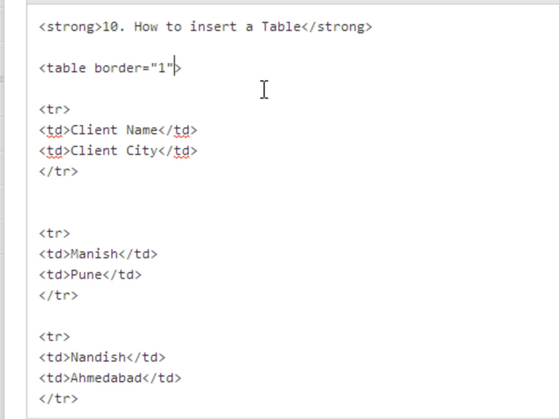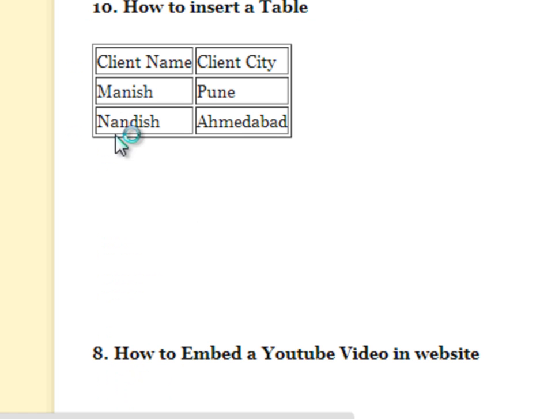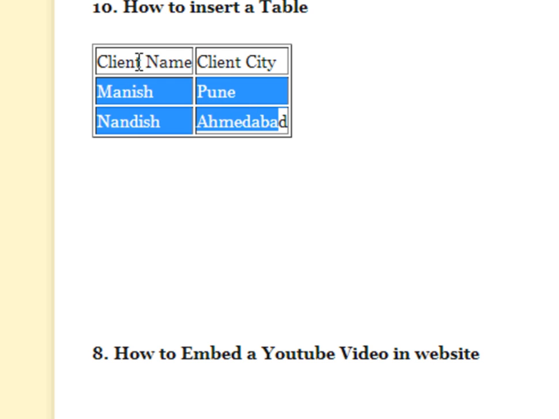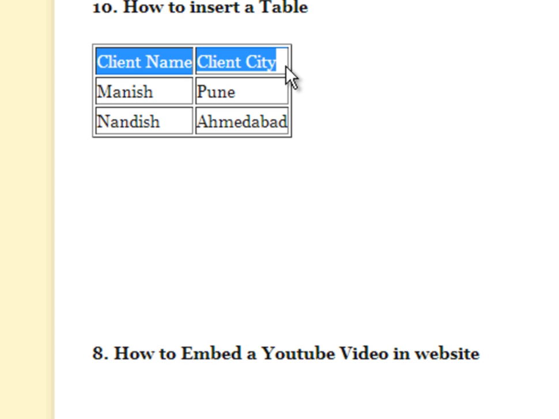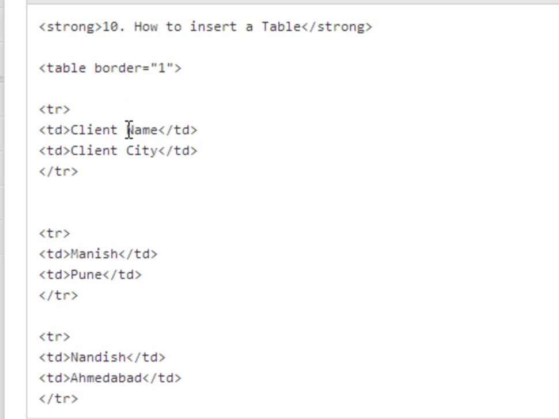Okay, so this table has 3 rows and 2 columns, but the thing is, the top row is the heading, right? This is the data. These last 2 rows are data, and the first row is the heading. So how do you differentiate it? All you need to do is just make sure that this is bold.